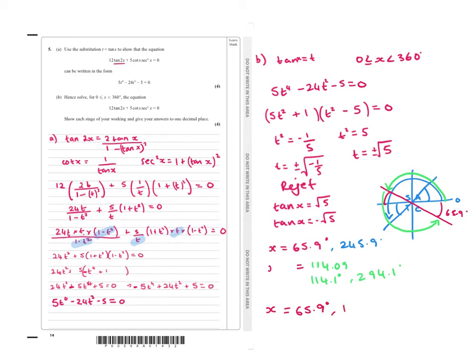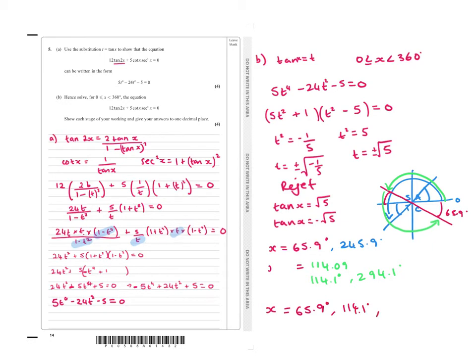65.9 degrees, 114 degrees, 246 degrees. Oh no, sorry everyone. It says 1 decimal place. Always read the question.